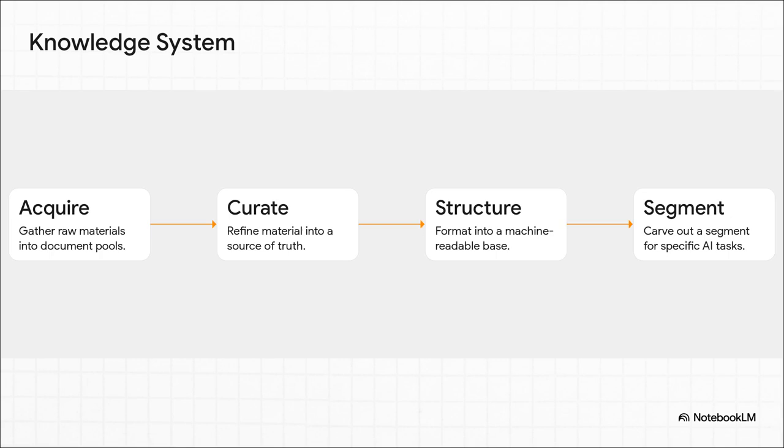Because to get truly high-quality input, you can't just dump a bunch of documents into a random folder. You have to acquire the raw materials first. Then you curate them into a single source of truth, or a canon. You structure that knowledge so machines can actually read it. And finally, you segment it to focus the AI on a very specific task. This kind of deliberate friction is exactly what prevents hallucinations.